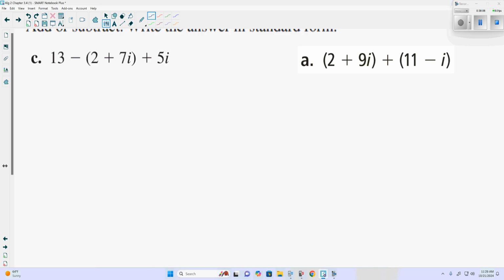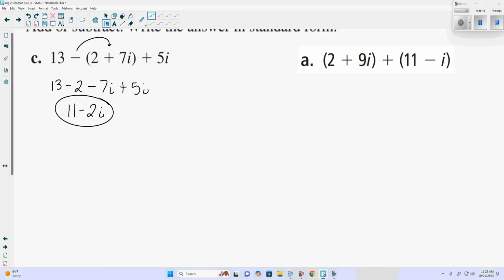13 minus 2 plus 7i plus 5i. Well, the 13 stays. We do need to distribute this negative through the parentheses. Now, this is kind of nice because our like terms are next to each other. 13 minus 2 is 11. Negative 7i plus 5i, negative 7 plus 5, is negative 2i. So we have 11 minus 2i.